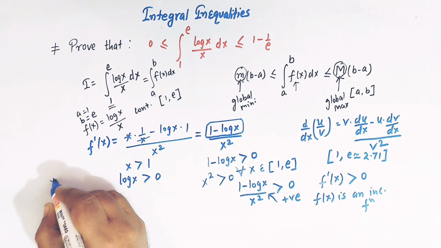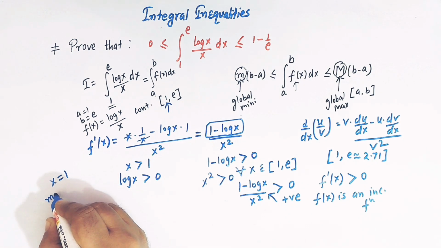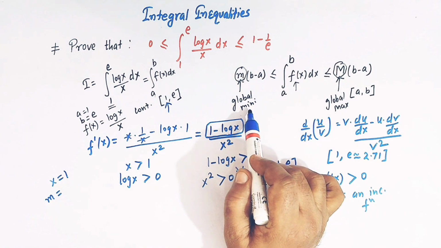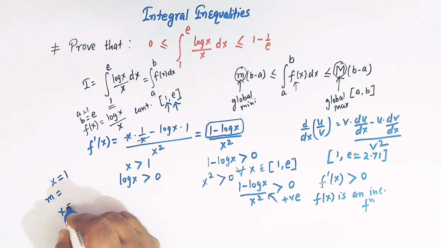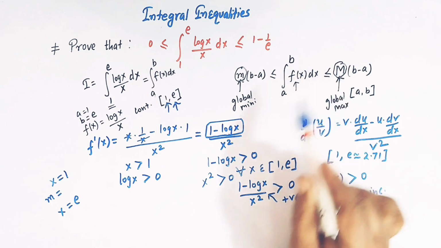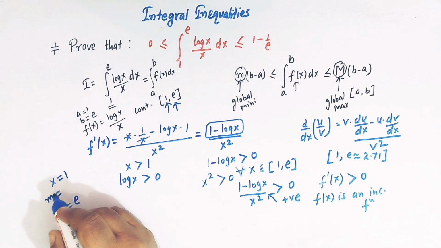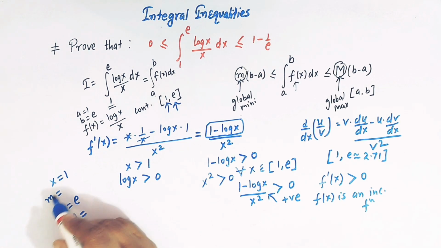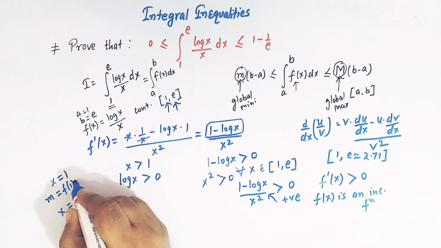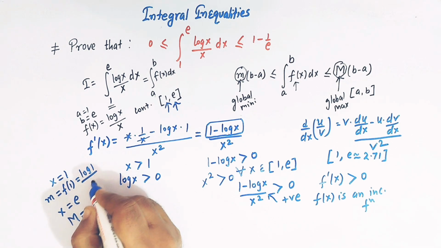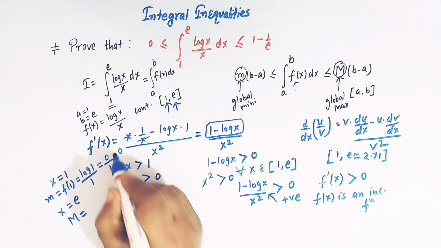So for x is equal to 1, we'll get the value of the global minimum, right? And for x equal to e, we'll get the value of the global maximum, that is capital M. So the global minimum is small m, which can be obtained by taking x is equal to 1 in the function. So f of 1 is equal to log of 1 over 1, and log of 1 is 0. So we have 0 over 1, that is equal to 0, right?